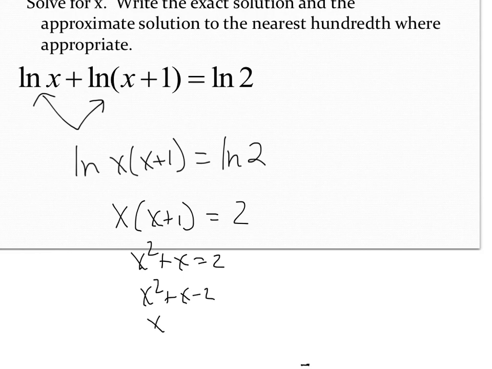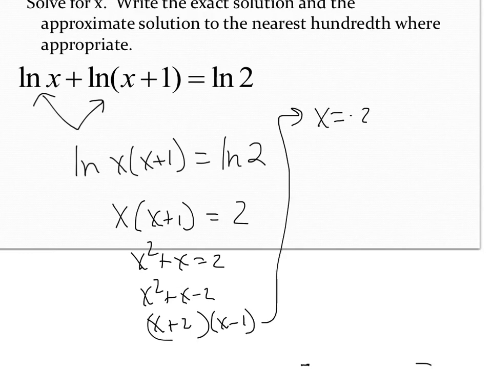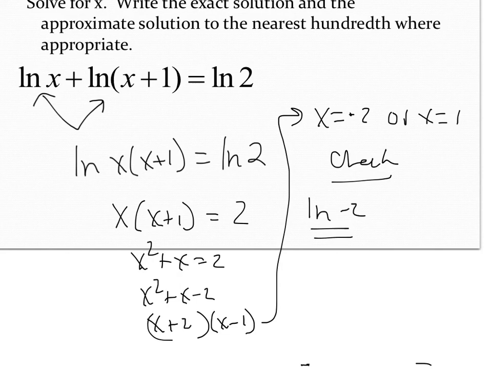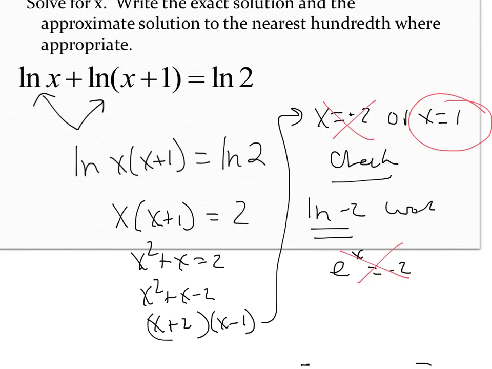What two numbers multiply to negative 2 but add to 1? x plus 2, x minus 1. So my solutions are x is equal to negative 2 or x is equal to 1, but we have to do a check. Okay, I'm going to go with the negative 2. Does this work? e to what power is equal to negative 2? It's never going to happen. I'm going to throw that out because we can't raise a positive number to any real number power and get a negative number. So 1 is our only solution.